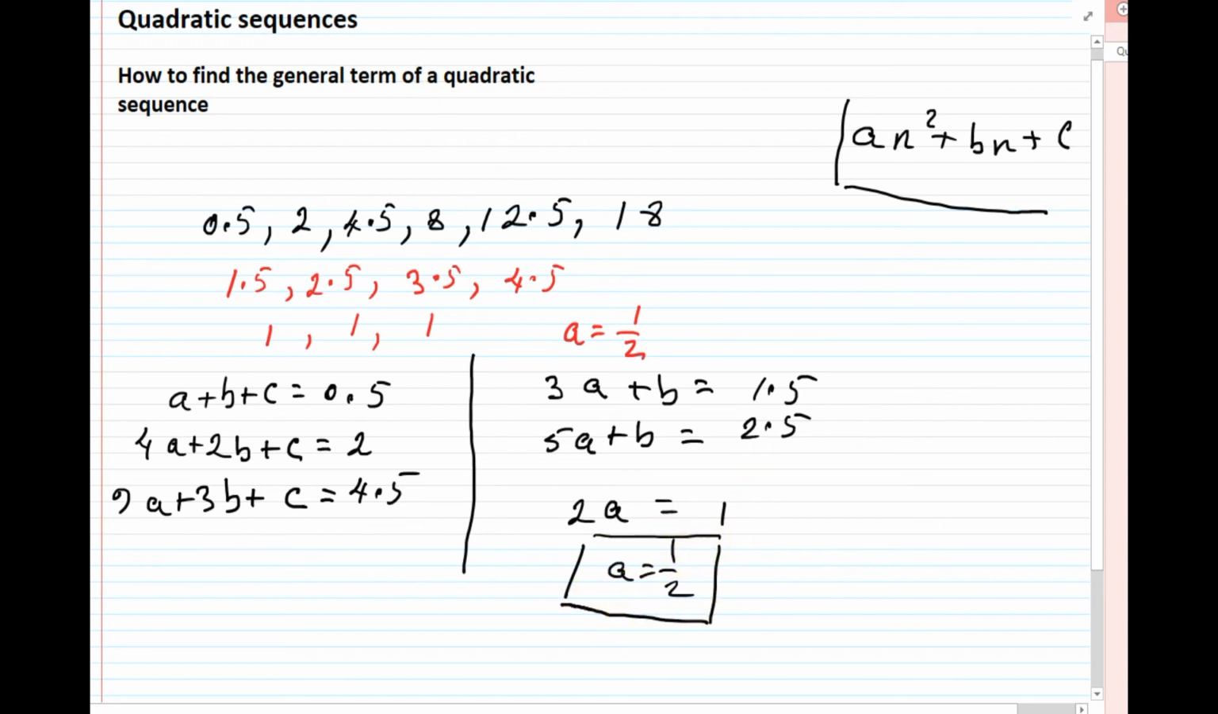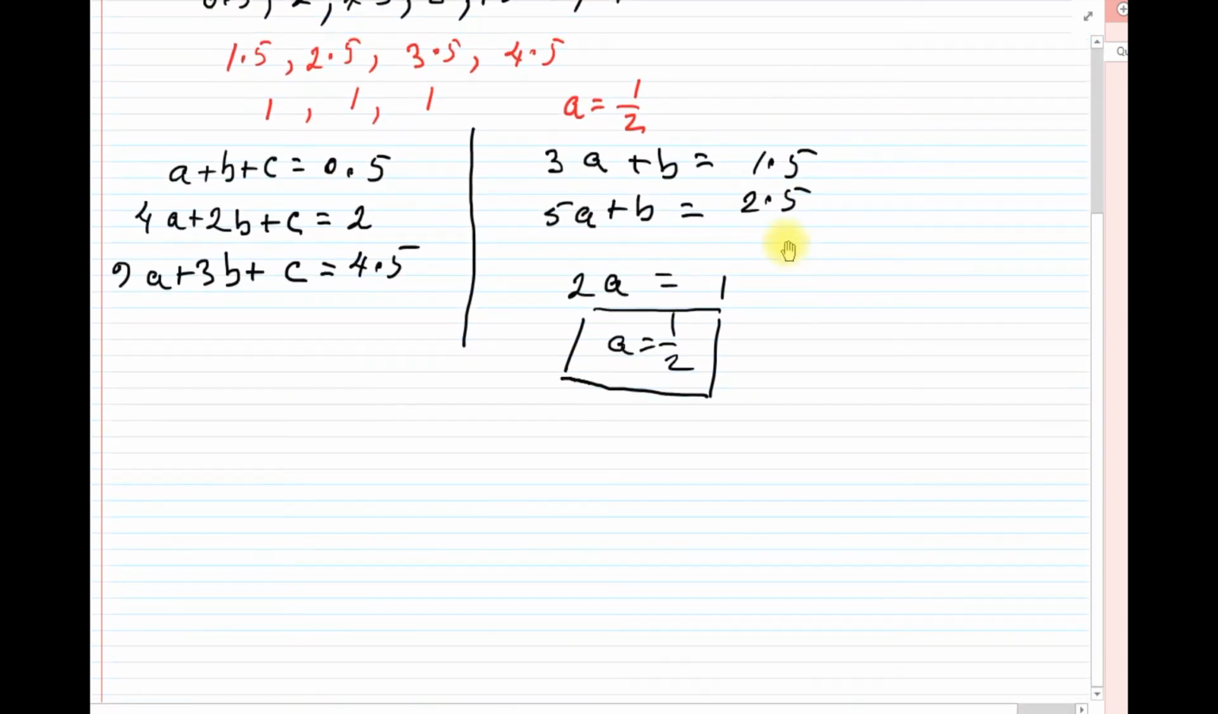Now, once I have A, I can work backwards. I have A is equal to 1 over 2. If I put it in the top equation, in the 3A plus B, I get 3 over 2 plus B is equal to 1.5. This is 1.5 plus B is equal to 1.5. So our B here will be 0.